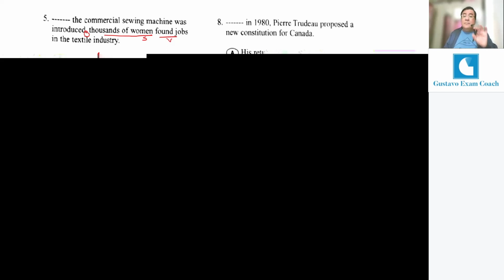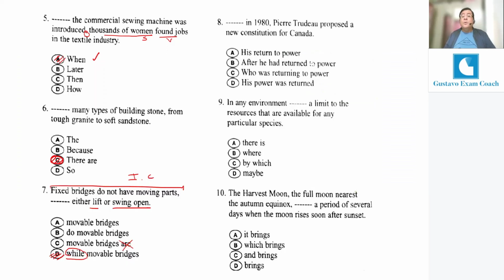Number 8, blank. In 1980, Pierre Trudeau proposed a new constitution for Canada. Okay, let's try one at a time. His return to power in 1980. Okay, that's a phrase, but we cannot have a phrase just before the subject Pierre Trudeau. It wouldn't make any sense. Option B says, after he had returned to power. Okay, we have a subordinate clause with after, which is providing a time frame. It's an adverbial modifier for the conjugated verb in the independent clause. Pierre Trudeau proposed a new constitution. When did he propose? After he had returned to power. This is the best answer choice.